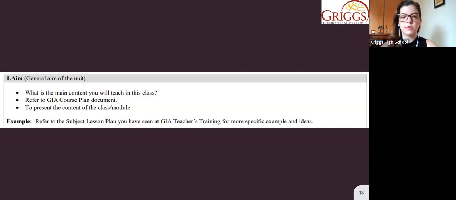My goal is to teach about macronutrients. So the students need to know what it is, which ones they are. They're protein, carbohydrates, and fat, if you didn't know. How they work in the body and where they come from, what food sources we can get them from. So this is the aim of the unit, okay? The aim of the class.